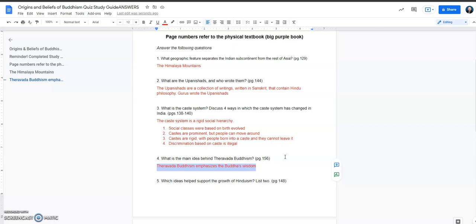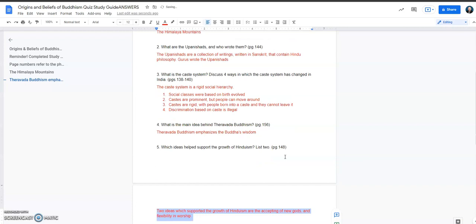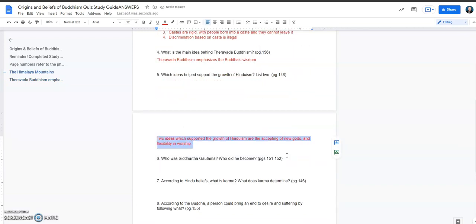Question number 5, which ideas help support the growth of Hinduism? List two ideas that help support the growth of Hinduism: were accepting of new gods and the flexibility in worship. So when Hinduism was developed, they didn't have really strict rules. And the way their belief in God allows for a lot of things.